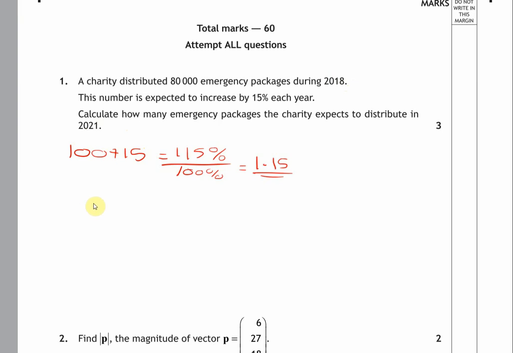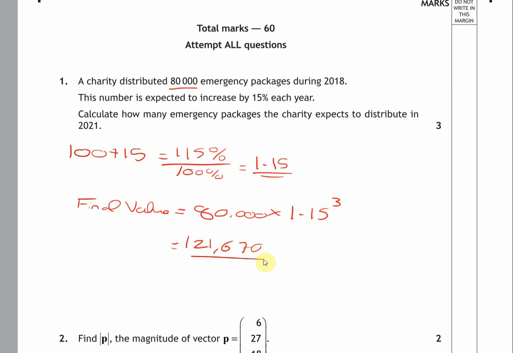The way that we would do this is the final value, or you can call this whatever you want, is going to be the original value, so that will be the 80,000, multiplied by the percent scale factor in decimal form, so it's going to be 1.15. Now the power is the number of years, so this time we'll have to the power 3. When you pop that into the calculator, you will get a value of 121,670 emergency packages that is expected to be given out in the year 2021.